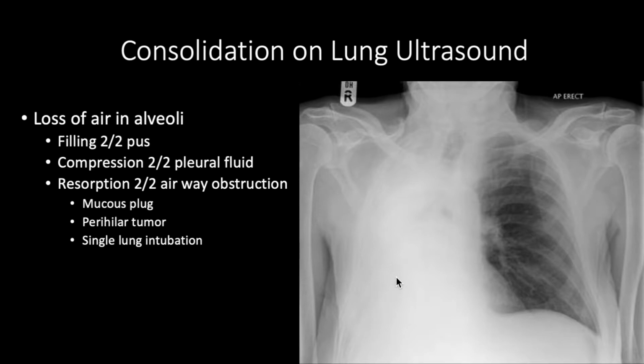The other things that can cause this pattern would be a peripheral tumor. Tumors can obstruct the airway and cause reabsorption, as well as if you accidentally intubate the right mainstem bronchus, you can cause reabsorption in the left lung since you're not ventilating that lung.